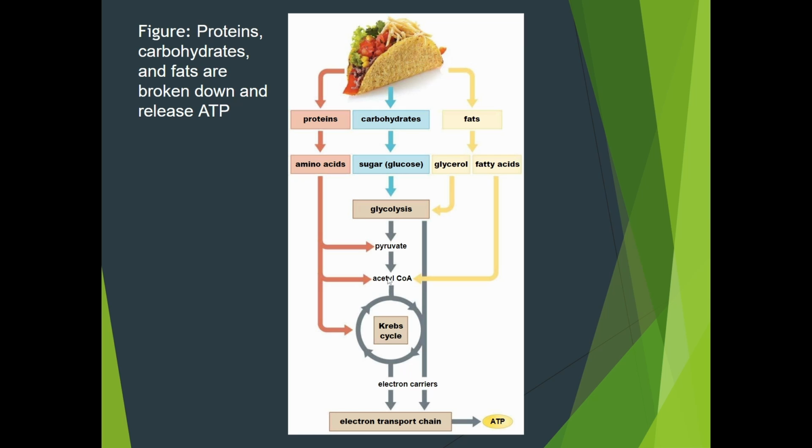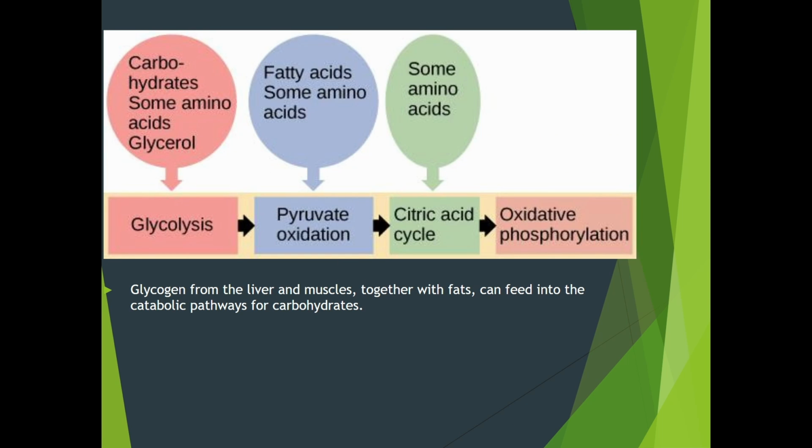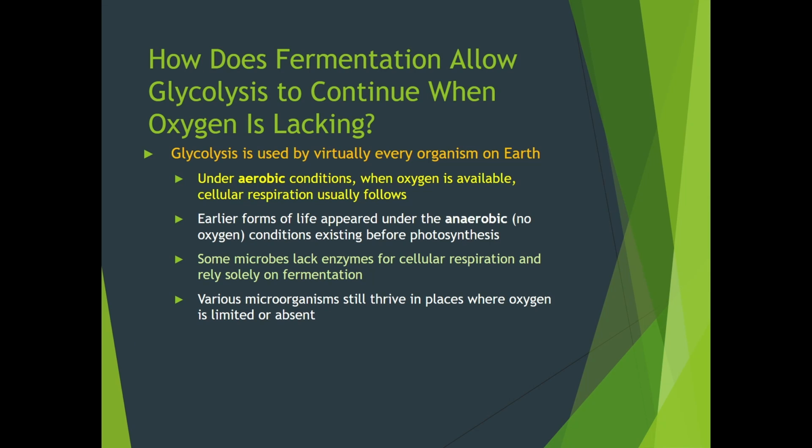So here you can see how we might break down food into its monomers and then use it for either glycolysis, or at the pyruvate stage, or have already converted something to acetyl-CoA, which enters the Krebs cycle. And that will complete then with the electron transport chain and chemiosmosis, just like the example we were looking at, starting with glucose. Glycogen from the liver and muscles together with fats can feed into the catabolic pathways for carbohydrates. They just might not start with glycolysis like we did when we started with glucose. So some of these other nutrients can also help us create ATP.